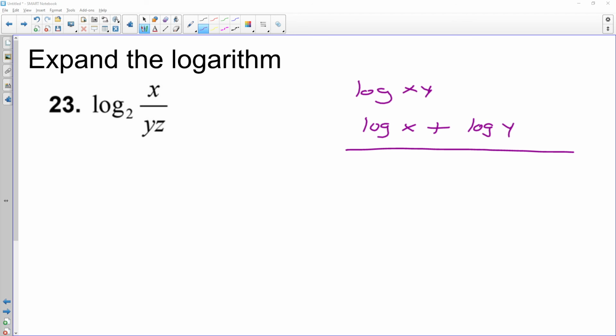Okay, so the first property was multiplication inside of a log becomes addition if I expand it. The second one is if I have something like log of x over y, so division.